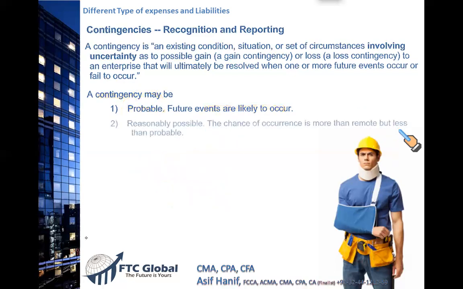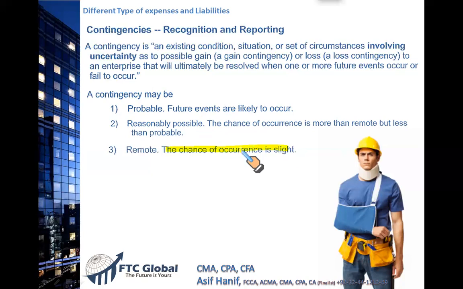The second case: it is reasonably possible. Look for these words, reasonably possible, which means the chance of occurrence is less than probable, but it is more than remote. What is remote? Remote means the chance of occurrence is slight. So if the probability is between probable and remote, then it is reasonably possible. In this case, Salman, you should not recognize it as a loss. You should disclose it in the notes only. No recognition of loss. And for this gentleman, still, he cannot consider it as an income unless he actually receives cash.